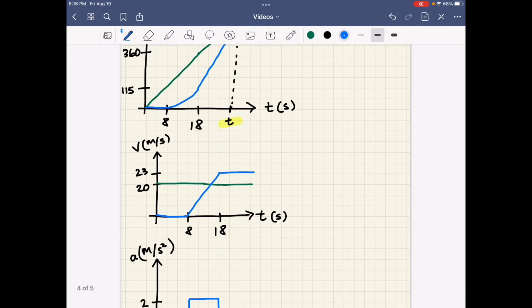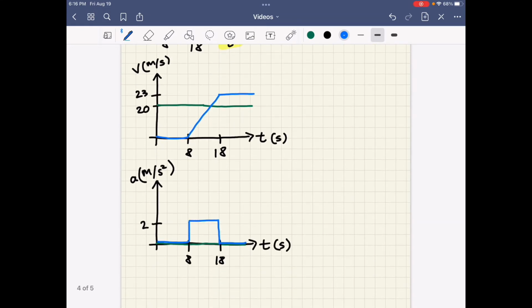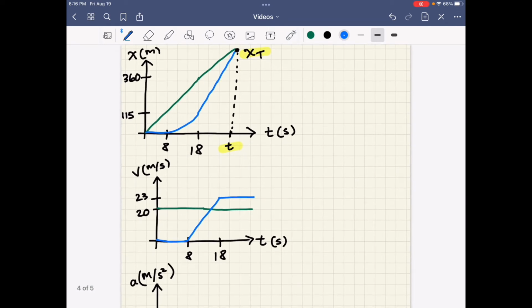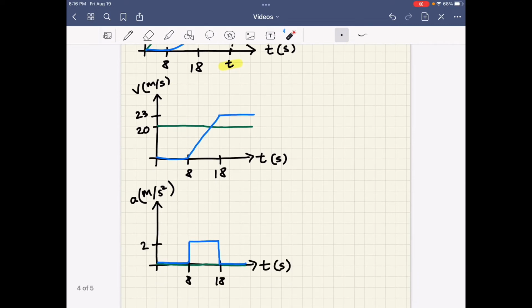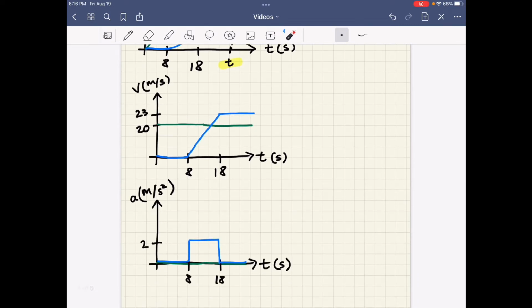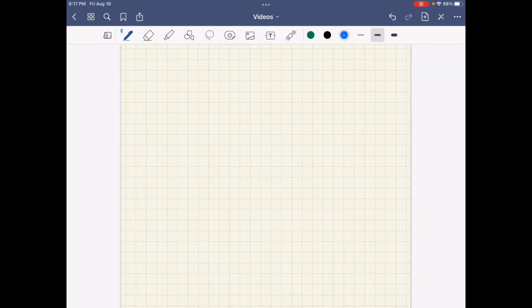So there we have our motion graphs. And of course, the one we want to use to solve it is this one, the position-time graph, because we need to find a position and then a time. Now, let me use my other paper. We have to find the position where he gets the ticket, and then the final time, TF.